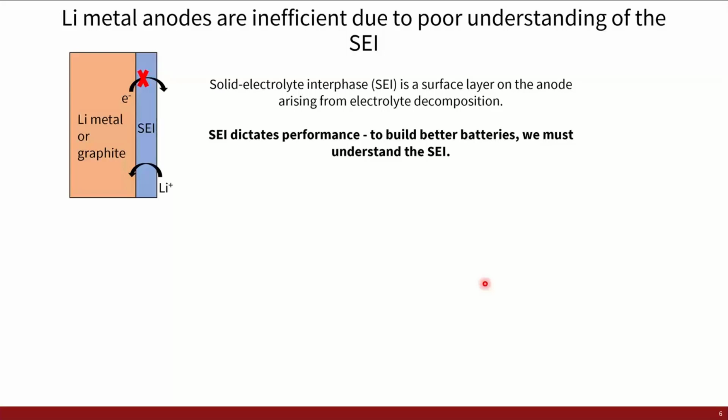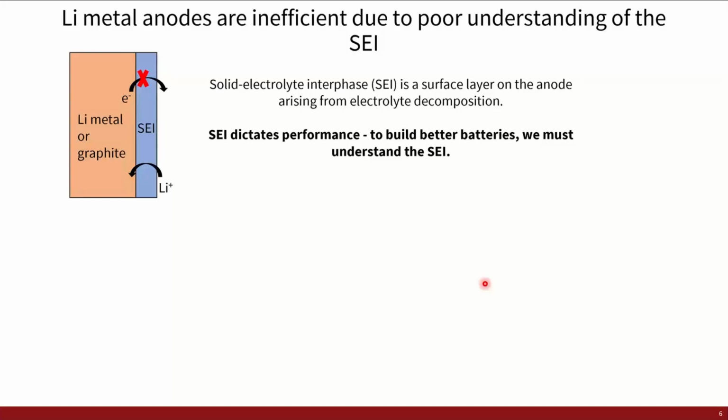This SEI is basically a surface layer that exists on almost every battery anode, whether it's graphite or lithium metal. It comes from the very high chemical potential of the anode, which results in the reduction of the liquid electrolyte within the battery. The reduction of that liquid electrolyte forms a passivation layer on the anode that prevents the further decomposition of the electrolyte.